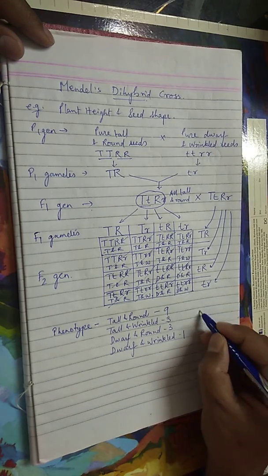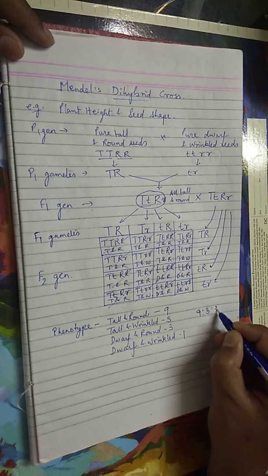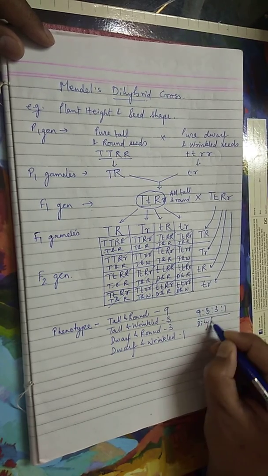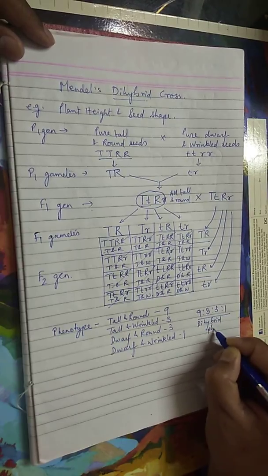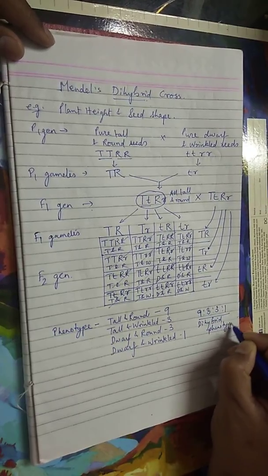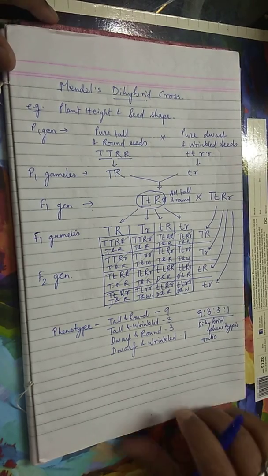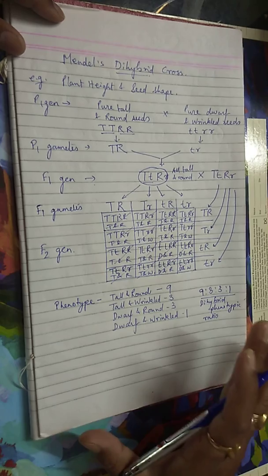So we are getting 9:3:3:1. This is the dihybrid phenotypic ratio of the F2 generation for a dihybrid cross. Similarly, we can write the genotype as well.